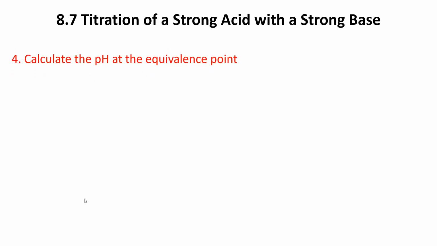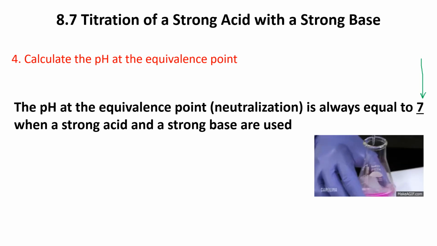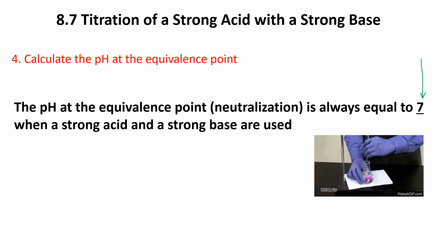Moving on here, we're going to calculate the pH at equivalence. And this is going to be really easy because they are both strong substances, strong acid, strong base. That means that our equivalence point, where the moles are equal, is going to be at 7 every time.